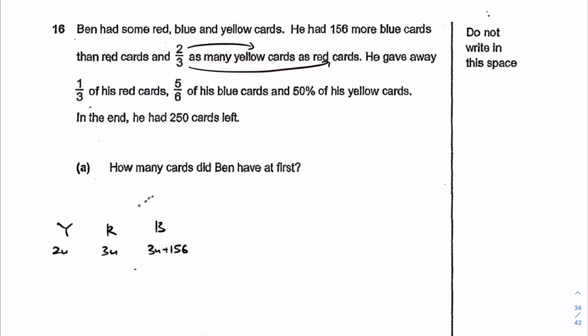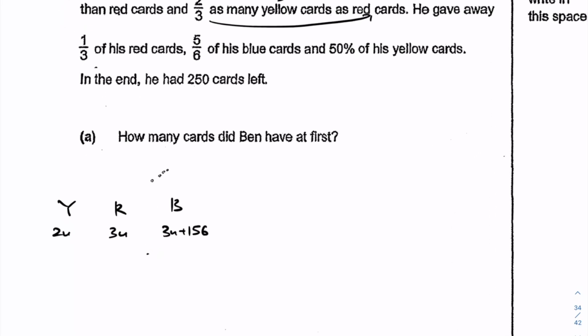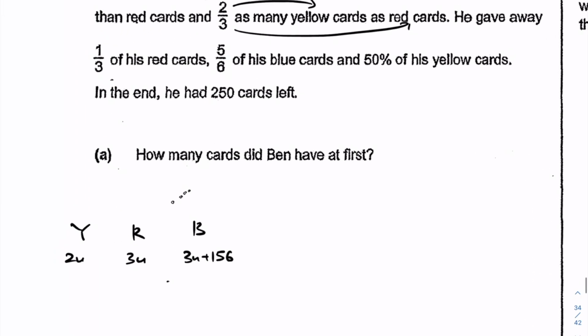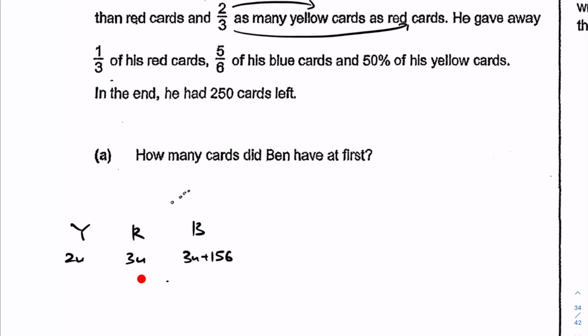So let's draw what the situation was before. 3 units for reds, 2 units for yellows. And now I can act on this. 156 more blues than reds. So whatever reds are, add another 156 to them. Next, he gave away 1/3 of his reds. Now, 1/3 of 3 units is a nice 1 unit. Okay, so that's fine. 5/6 of his blue is given away.